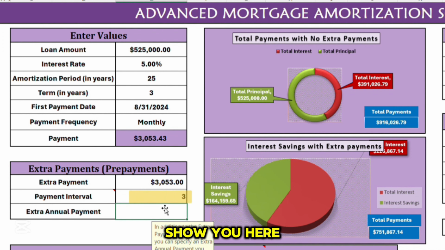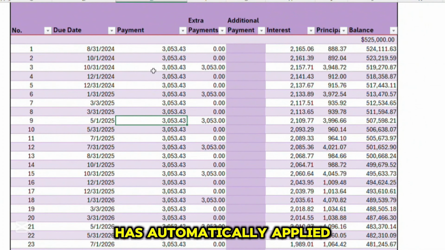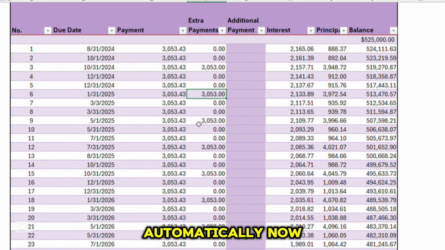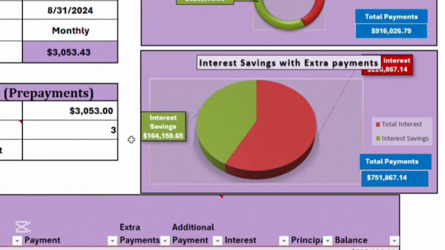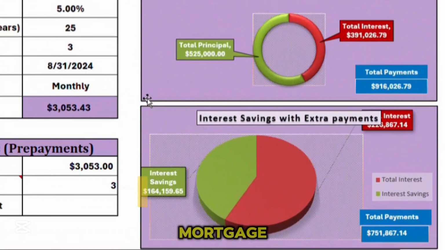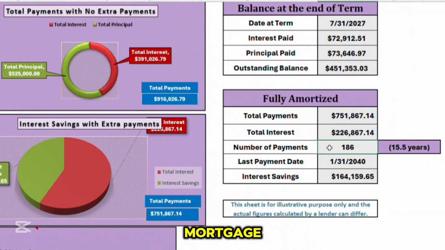So if I just show you here in the amortization schedule, this table has automatically applied this $3,053 payment after every 3 months. So if you make 1 monthly payment extra after 3 months, the interest that you are going to save on this mortgage is $164,159. And you will be able to pay off your mortgage in 15.5 years as compared to 25 years.